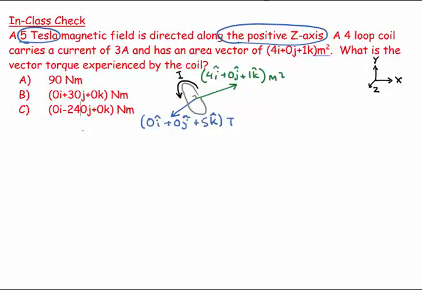And then what is the size of the current? The current is 3 amps. So that's going to be 3 amps.